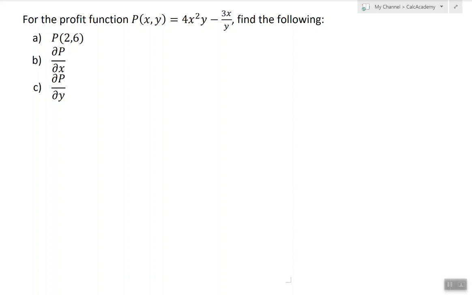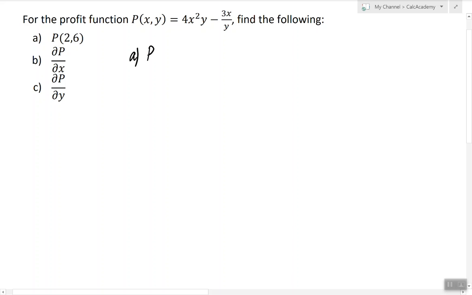In this video, I will show how to work with a function of multiple variables. That is, we will discuss how to evaluate the function and how to find its partial derivatives. So first, let's evaluate this function at 2 and 6.